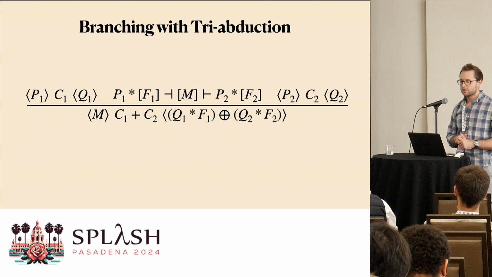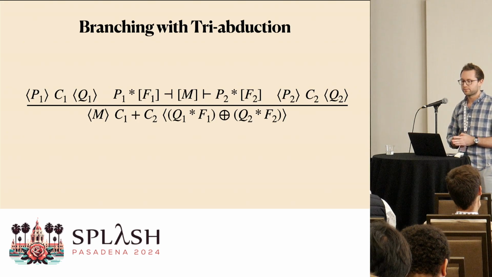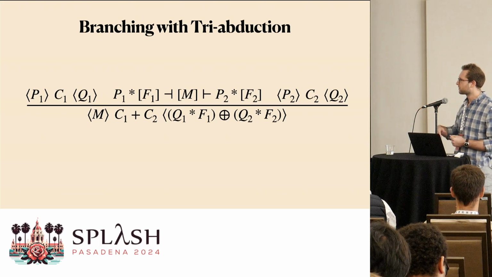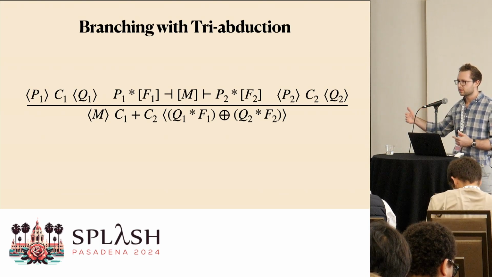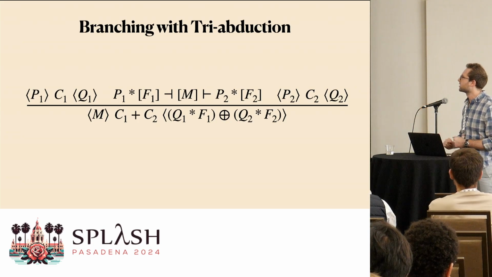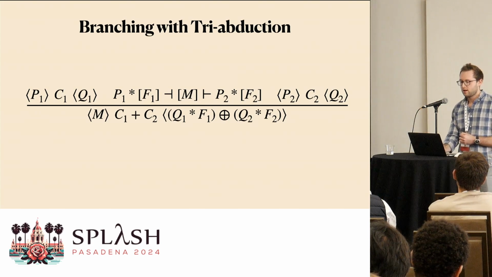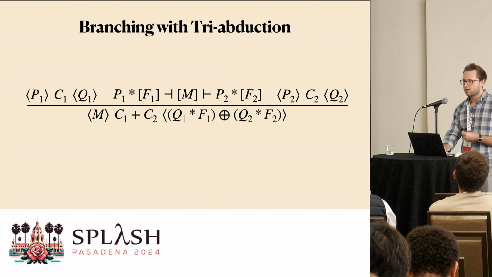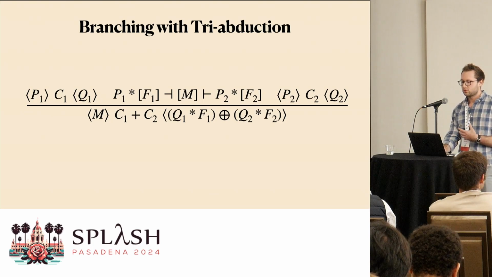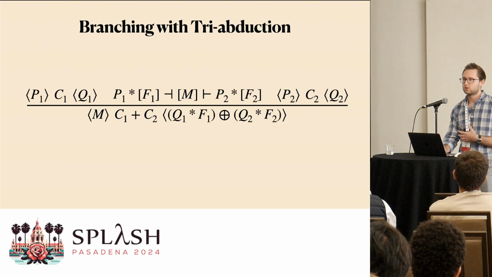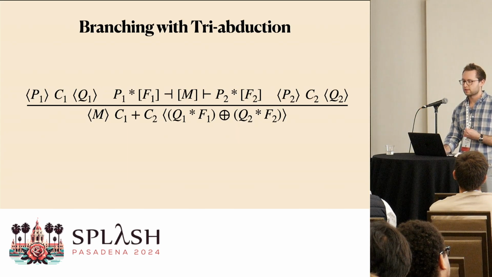It also solves another problem with bi-abduction algorithms, which is that most bi-abduction algorithms have to analyze the program in two passes, but tri-abduction actually allows you to analyze a program in a single pass, which is quite nice. Okay, so let's see how we can use all these ideas to write algorithms that analyze programs for both correctness and incorrectness.